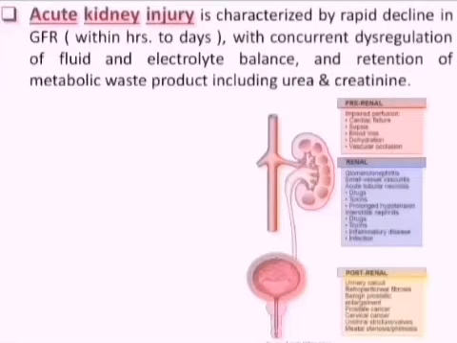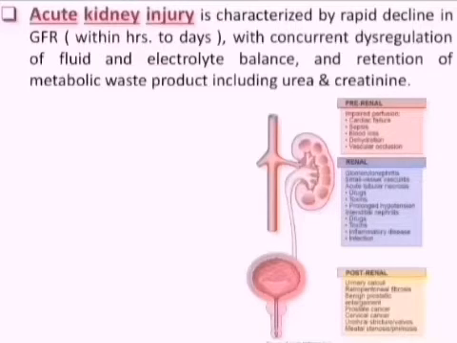Acute kidney injury is characterized by rapid decline in the GFR within hours to days, with concurrent dysregulation of the fluid and electrolyte balance, retention of metabolic waste products including urea and creatinine. From the name acute kidney injury, it means rapid deterioration, and with it there is azotemia, which, as we said, is elevation of urea and creatinine.